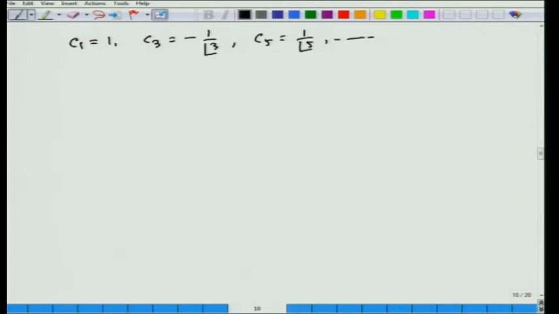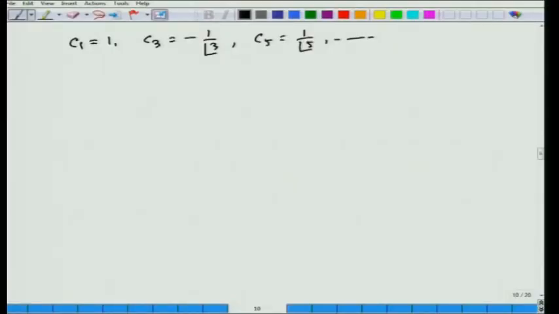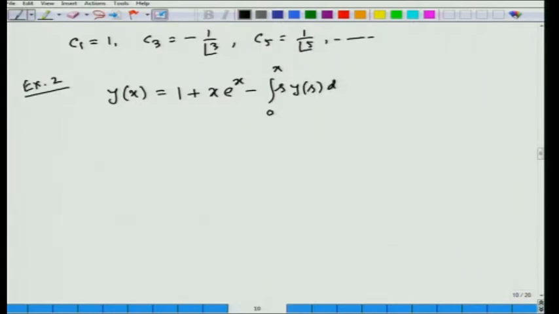Now, there are some limitations of this method. It is not true that for every problem it is better to use the Adomian decomposition method to obtain the solution. In order to understand the problem that may arise in applying this method, here we consider one more example. Suppose we have to solve this problem: y(x) equal to 1 plus x e to the power x minus integral 0 to x of s y(s) ds. This is the given problem. So, clearly the non-homogeneous part f(x) is equal to 1 plus x e to the power x.